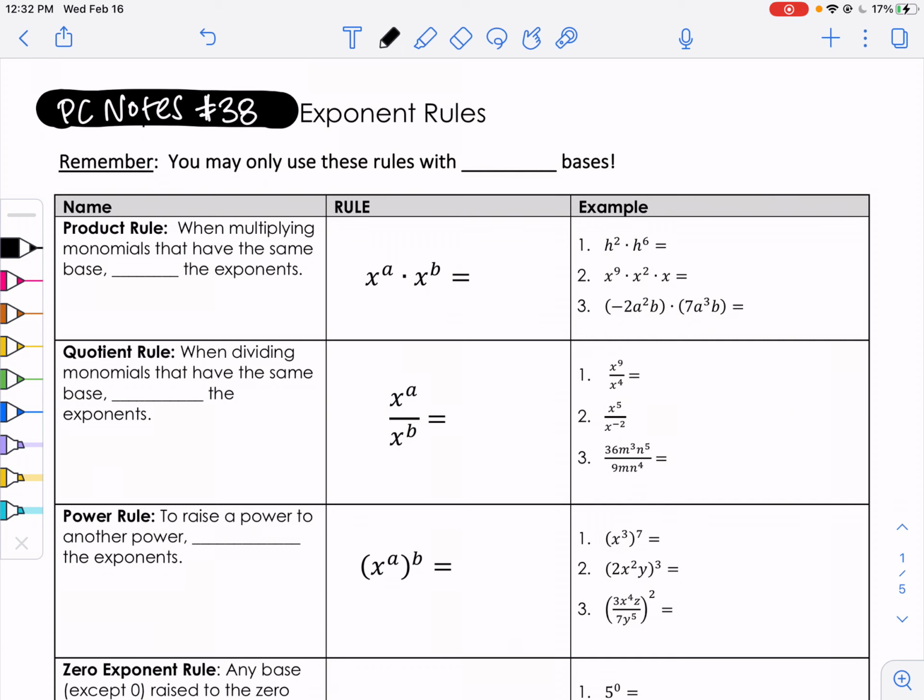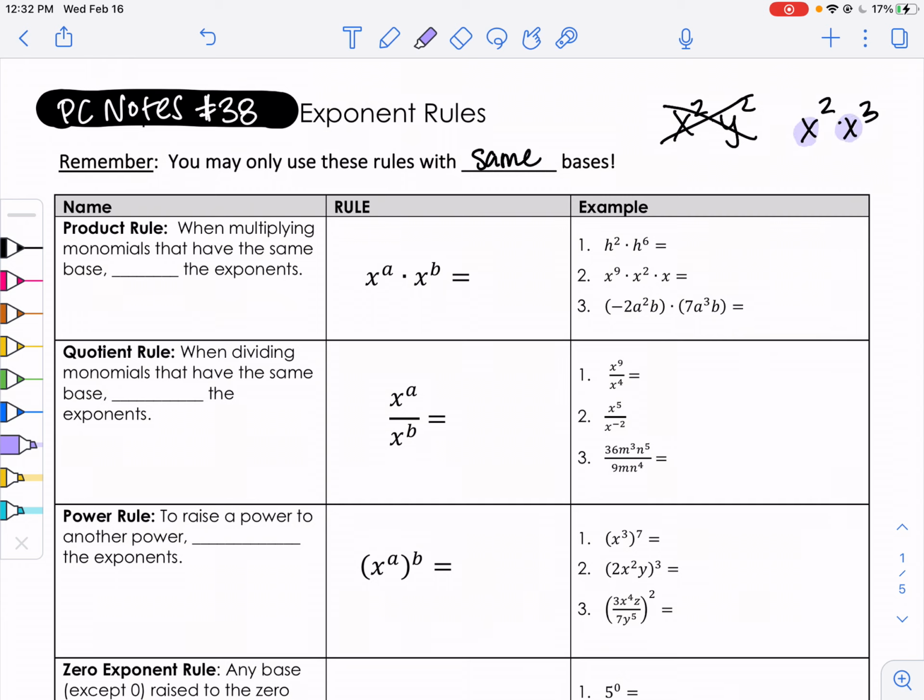One thing to remember is you can only use these rules with the same bases. If you have x squared times y squared, you're not allowed to use these rules because one has x and one has y. You can only apply it if it's like x squared times x squared or x to the third. It needs to be the same base.